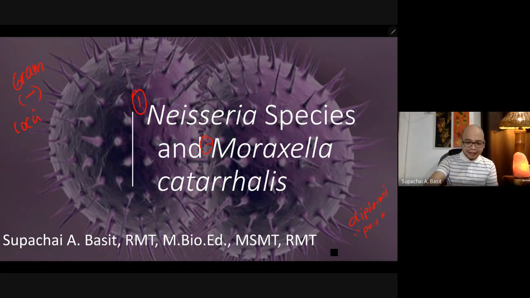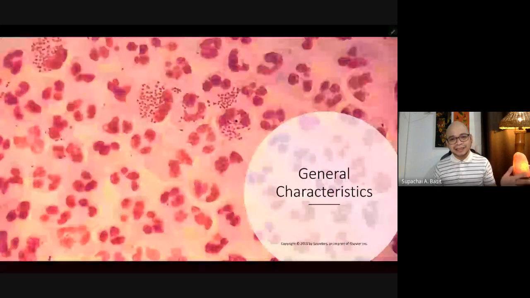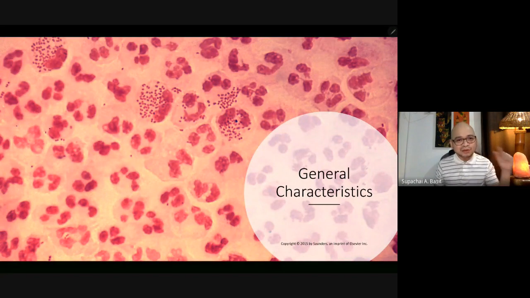Another thing you would notice if you draw this one is that this particular diplococci is coffee bean shaped. You'll also be able to notice the presence of numerous fimbriae. What is the purpose of the fimbriae? Later on, we will be discussing it. So let's talk about the general characteristics. But before that, let me explain this photograph.